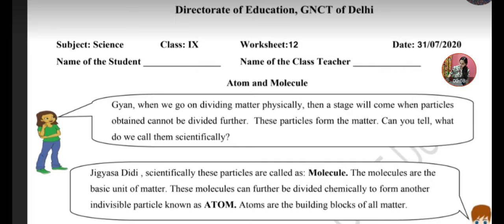Gyan, when we go on dividing matter physically, then a stage will come when the particle obtained can't be divided further. These particles form matter. Can you tell what we call them scientifically? Here Jigyasa Didi asks a question from Gyan. Gyan replies, Didi, scientifically these particles are called molecules.